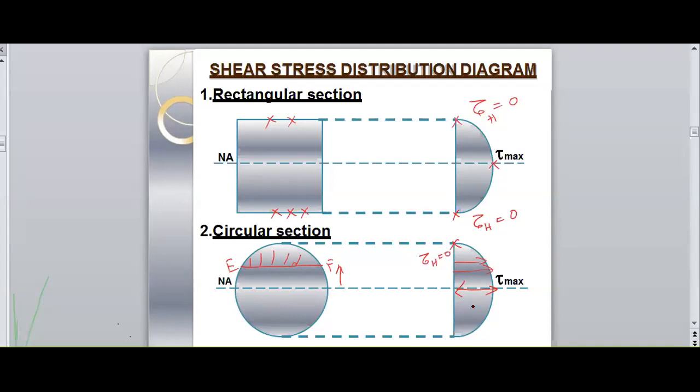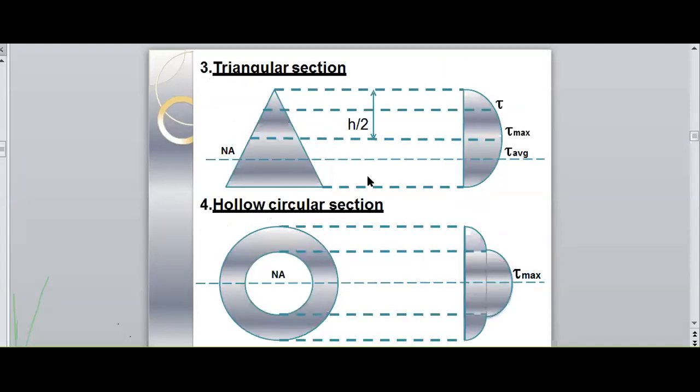We need to derive it and we need to draw it. And for a triangle also, it will be the same. It will be like a parabola. And for a hollow cross section, the shear stress is maximum at the neutral axis, and it varies up to this point, and at this point it will be 0. This is the baseline.